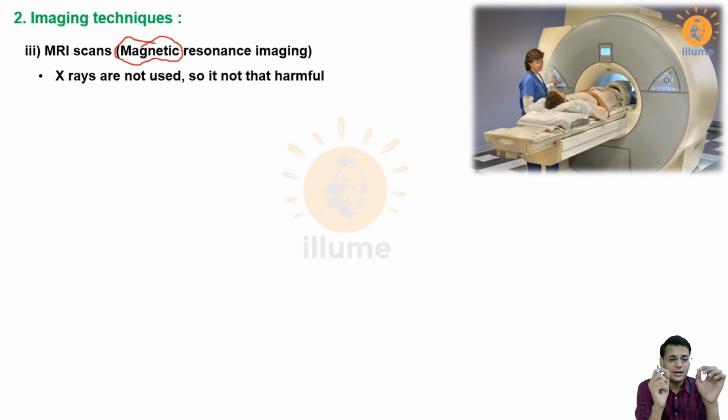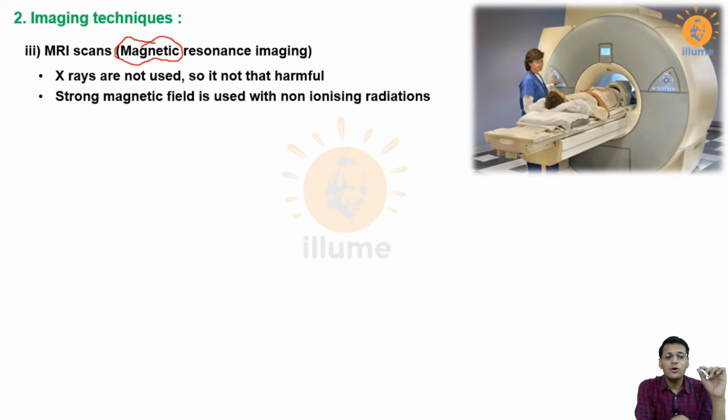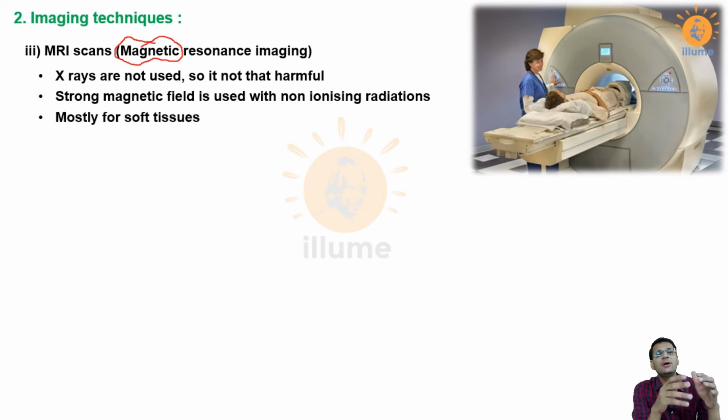But MRIs are good only for soft tissues and not for hard tissue. So whenever you need to examine any hard tissue like a bone or a tooth, CT scans are a better option than MRI scans.